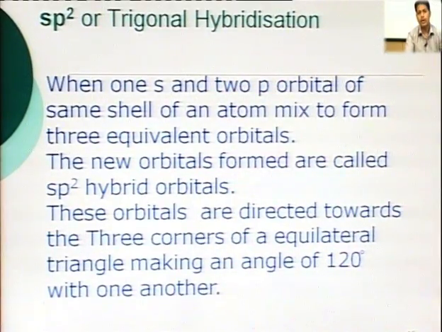In sp2 or trigonal hybridization, when one s and 2 p orbitals of the same shell of an atom mix to form 3 equivalent orbitals, the new orbitals formed are called sp2 hybrid orbitals. These orbitals are directed towards the 3 corners of an equilateral triangle, making an angle of 120 degrees with one another. As there is one s orbital and 2 p orbitals, the hybridization is called sp2 hybridization. The new orbitals are called sp2 hybrid orbitals.